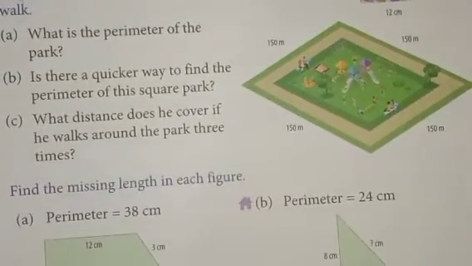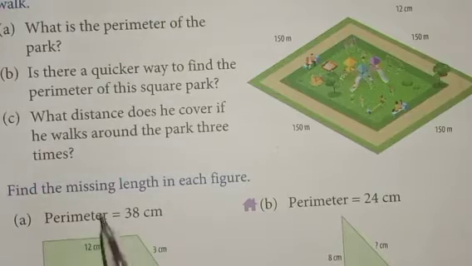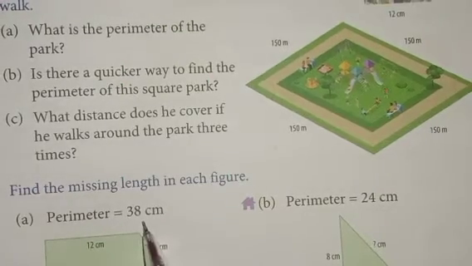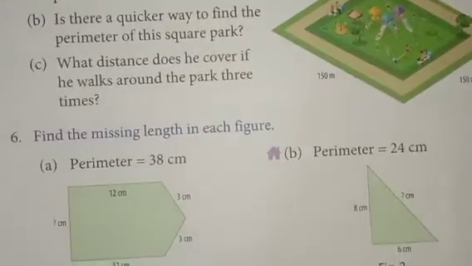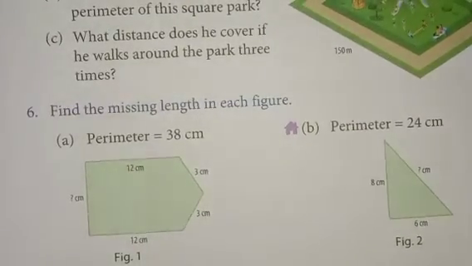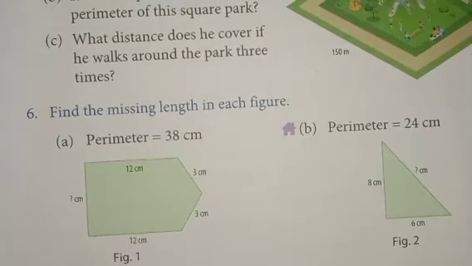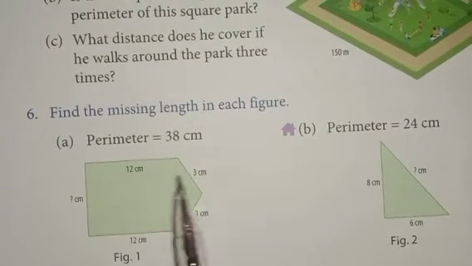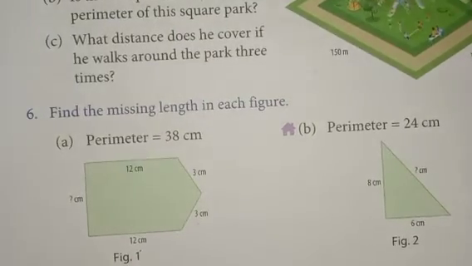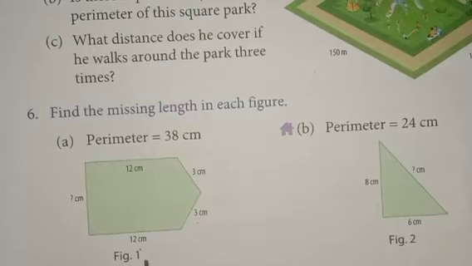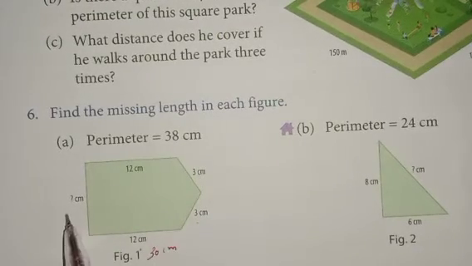Next, find the missing length of each figure. Here the perimeter is 38 centimeters. The length of each side is given. So how will you find out if one side is missing? First you add these numbers: 12 plus 3 plus 3 plus 12. What is the answer? That is 30 centimeter. The sum of the given sides of this picture is 30 centimeter and one side is missing.